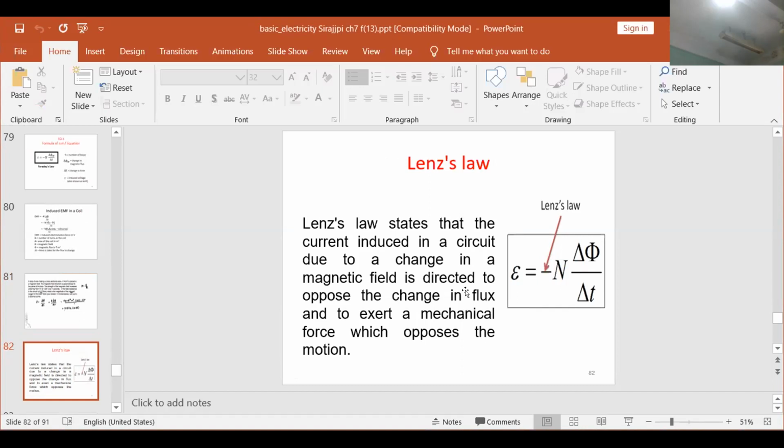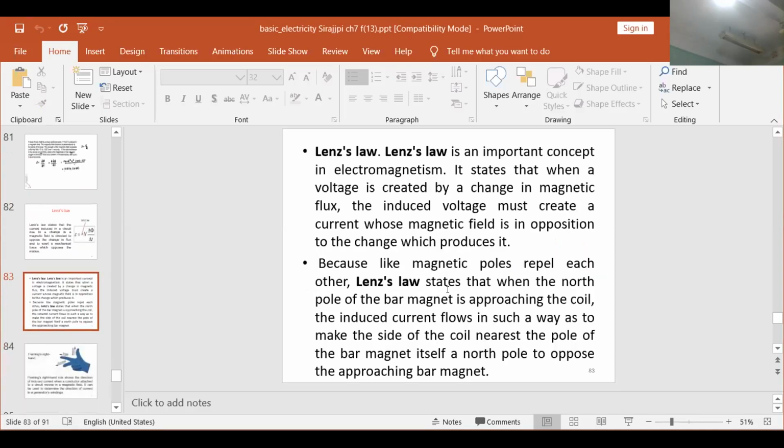Lenz's law states that the current induced in a circuit due to a change in a magnetic field is directed to oppose the change in flux and to exert a mechanical force which opposes the motion. Lenz's law is an important concept in electromagnetism. It states that when a voltage is created by a change in magnetic flux, the induced voltage must create a current whose magnetic field is in opposition to the change which produces it.